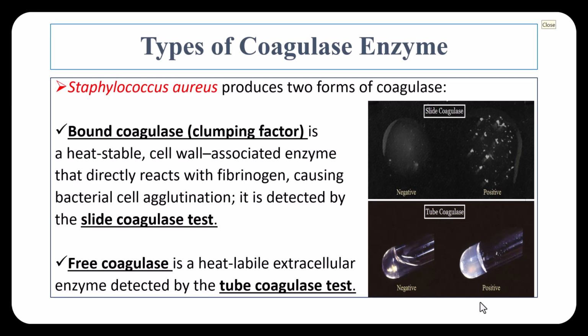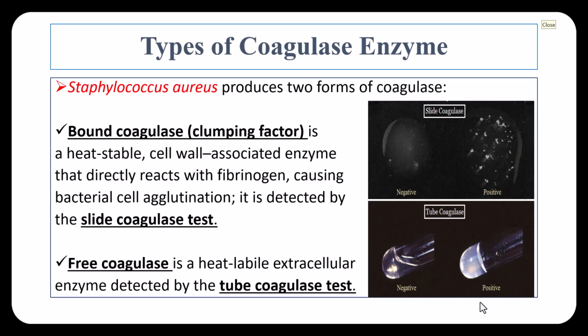Staphylococcus aureus produces two forms of the coagulase enzyme, two types. The first one is bound coagulase, which is called clumping factor. It is heat stable, which means it is not destroyed by heating. This type of enzyme attaches to the bacterial cell wall and reacts directly with the fibrinogen present in plasma, and this reaction leads to clot formation. We can detect this type of enzyme by the slide coagulase test.